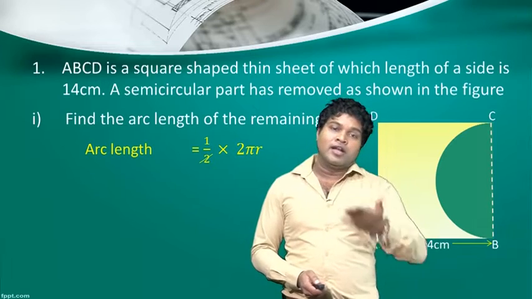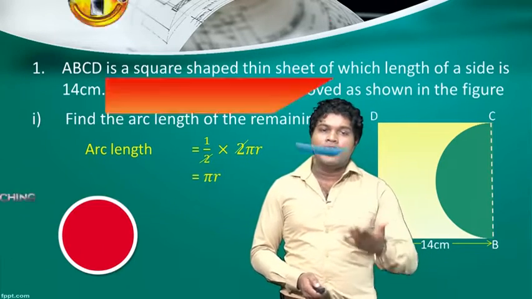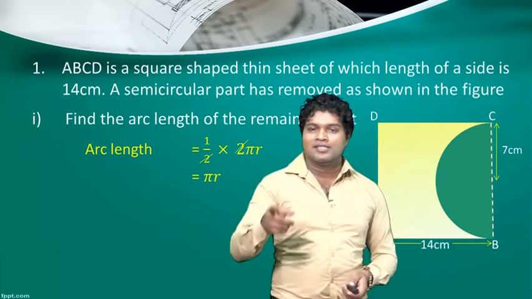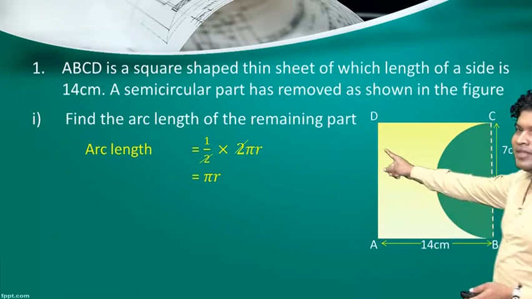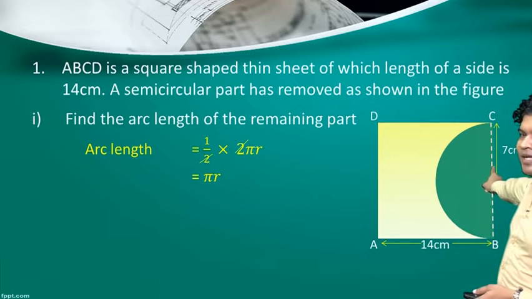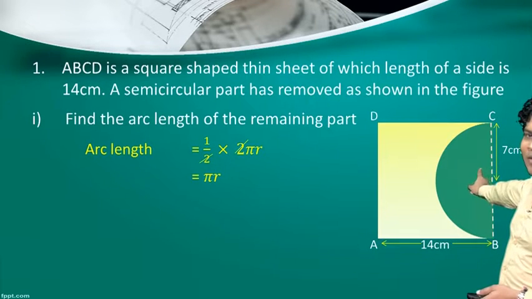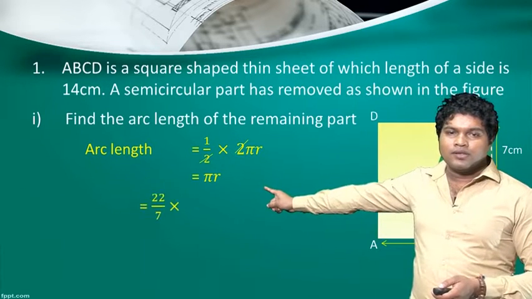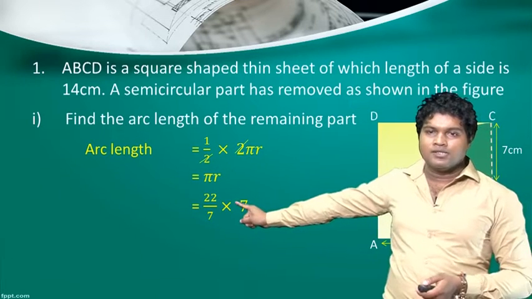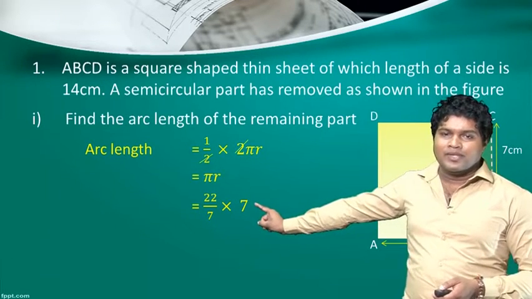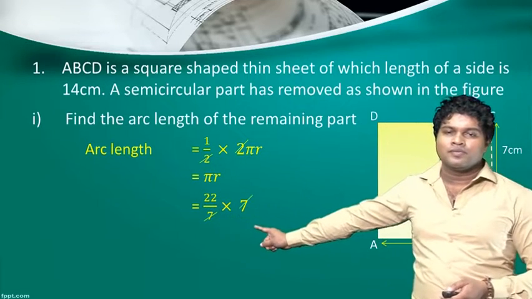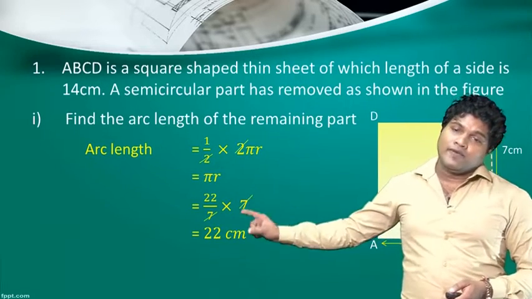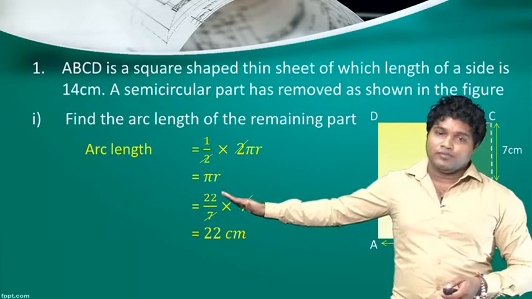Before that, you can cut 2 by 2. Then pi r is remaining, with pi as 22 over 7. We have shown the radius in the diagram, you look at this figure. Then 22 over 7 into 7, because the radius is recognized as 7. Then 7 and 7 will be cut, so the arc length is 22 centimeters. The first answer for the first question is 22 centimeters.